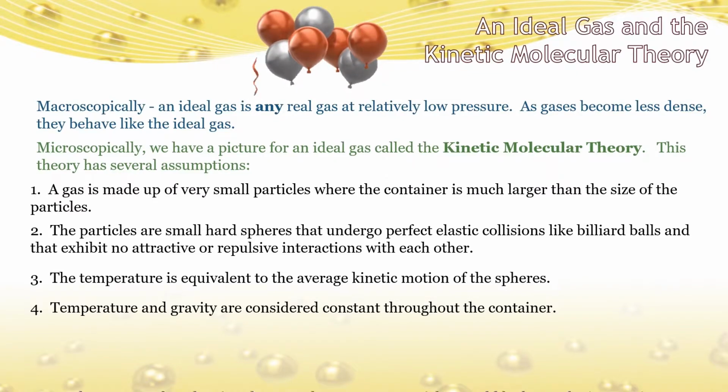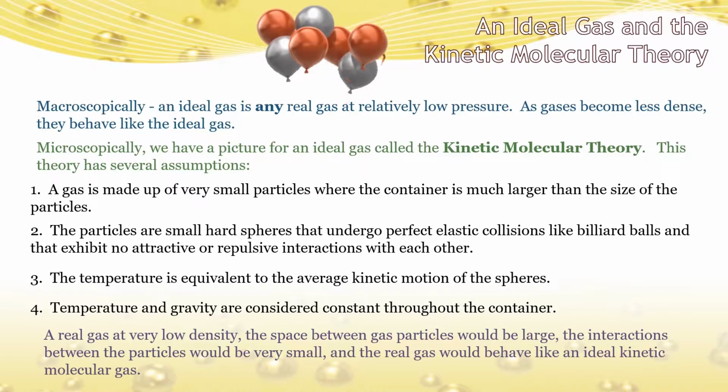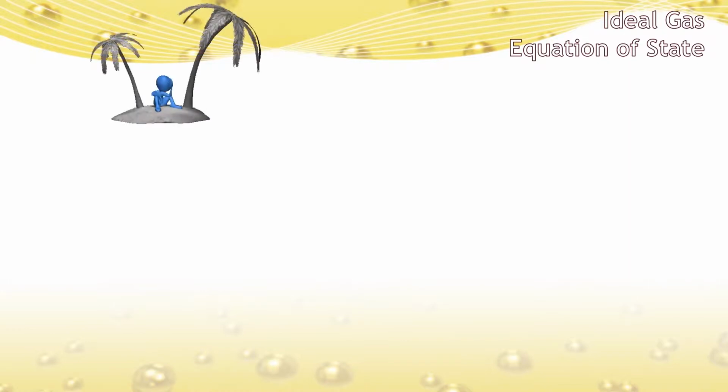So for a real gas at very low density, the space between the gas particles would be great in comparison to the particle's size. The interactions between the particles would be minimized, and the real gas would begin to behave just like this ideal kinetic molecular gas picture. Now, if we wanted to describe an ideal gas in enough detail that it could be set up perfectly in another lab in an exotic location, how many and which physical properties or state variables would need to be quantified to make this possible?